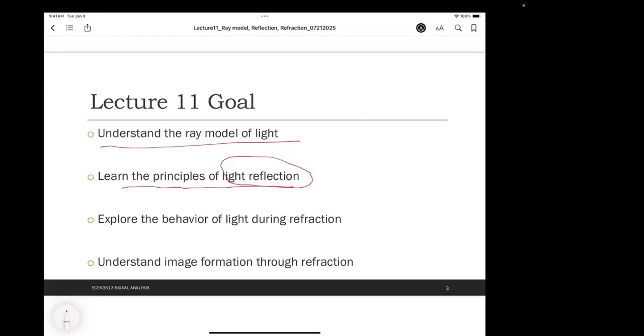Sometimes if you fish, I don't know if you guys have fished before, I think most of you maybe have. If you want to catch a fish by your hand, sometimes you see the fish is very near, but the real distance is further than that. This is refraction. So we will explore the behavior of light during refraction. And finally, we will understand image formation through refraction. This is what we will learn in this lecture.